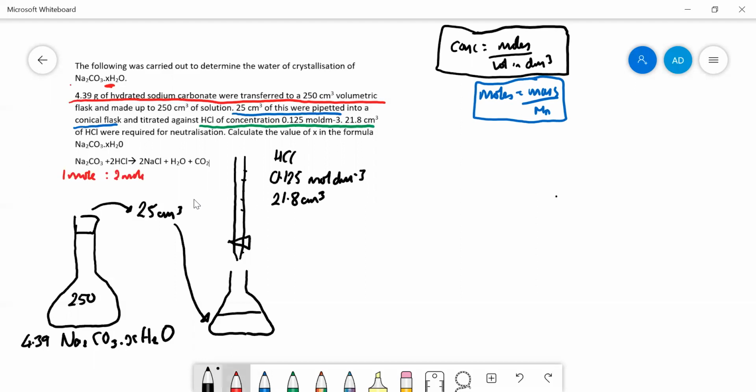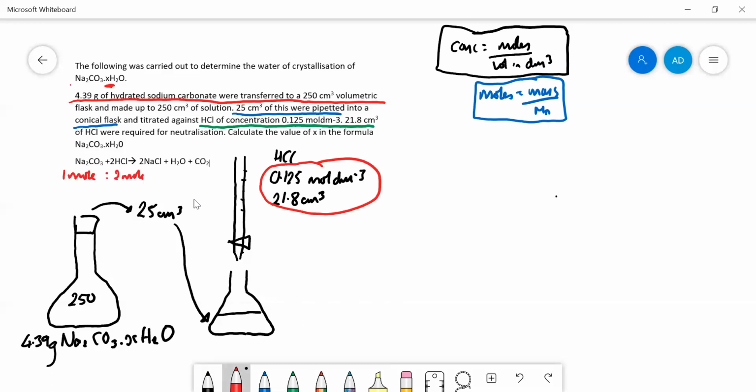So can we work out the moles of sodium carbonate? Well, we know the mass, but we can't work out the number of moles because we don't know the Mr, because we don't know what that X is there, so we can't work out the Mr of hydrated sodium carbonate. So that's not going to be the way forward. Let's have a look at the hydrochloric acid here. This looks more promising because we know the concentration and we know the volume.